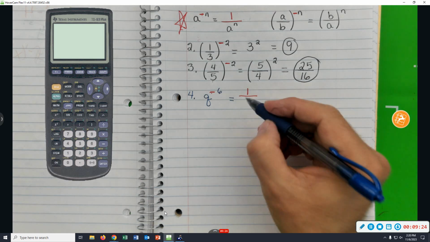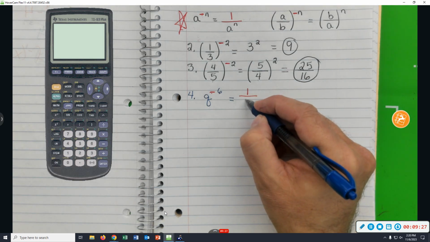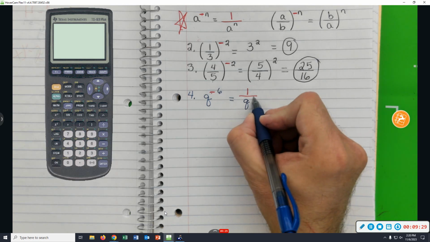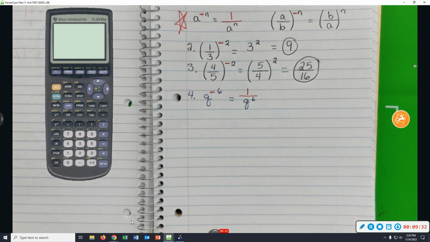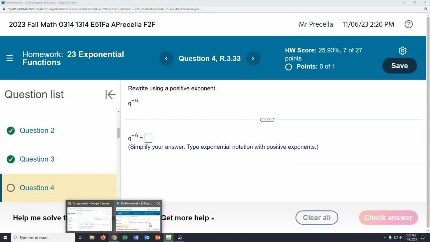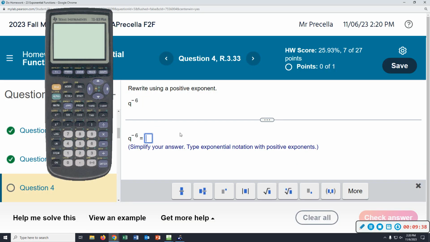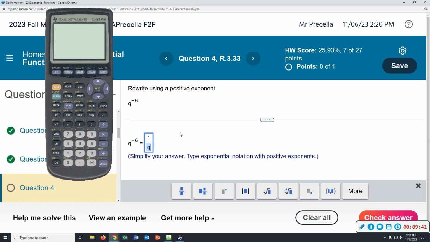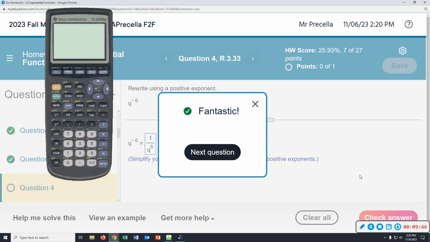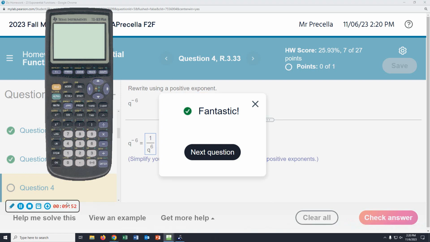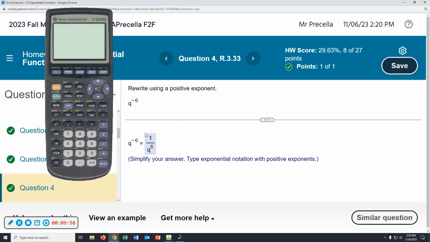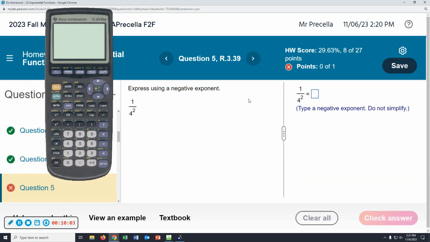1 over what? What am I going to have down here? q to what power? 6. Yeah. So q to the negative 6 can be written as 1 over q to the 6th power. In algebra, we always do it one way, then do it in reverse. Y'all think y'all could go backwards if you had this, write it with a negative exponent? That's something that any calculus student is going to do a million and one times before a differential calculus class is over.